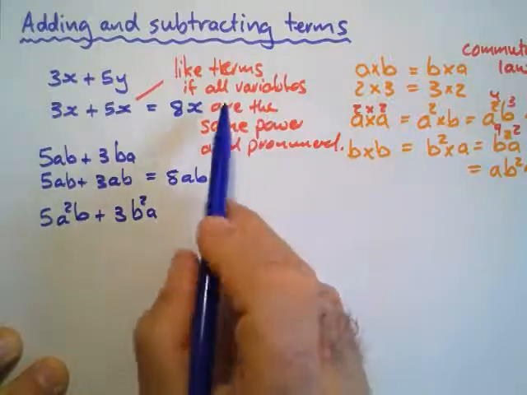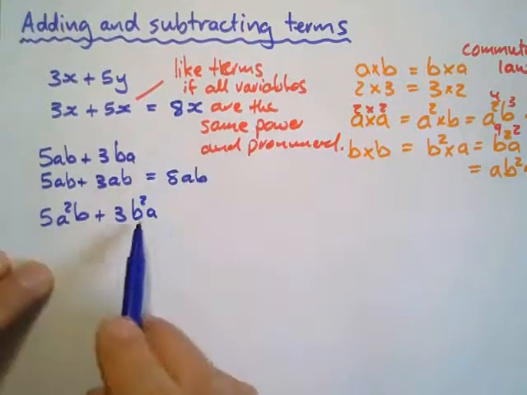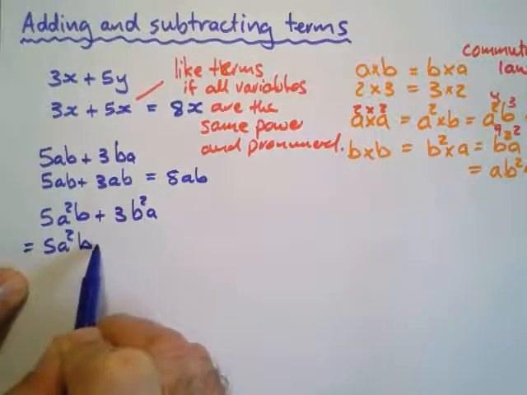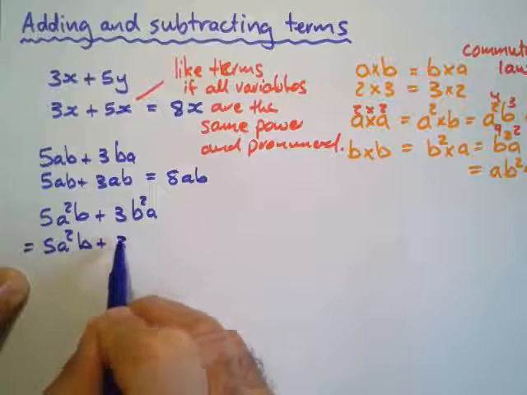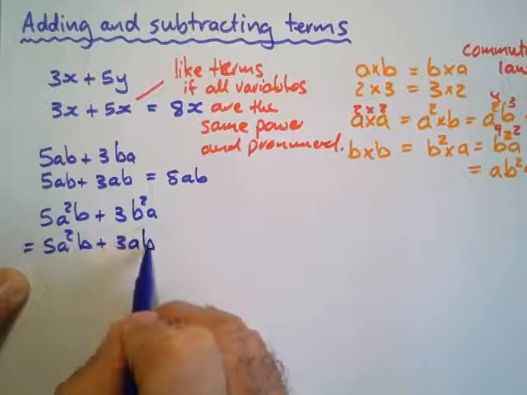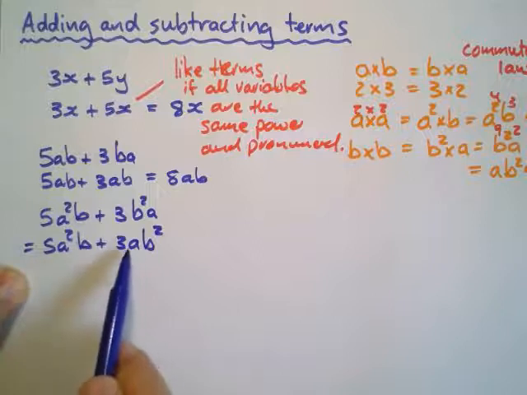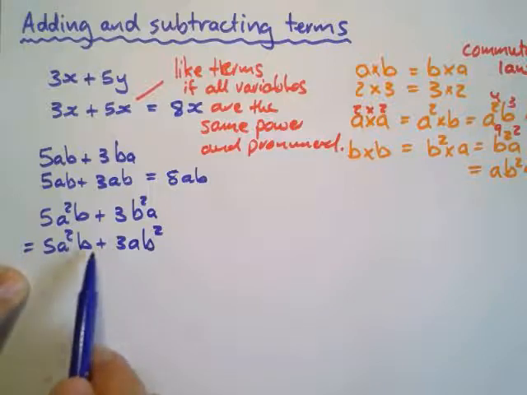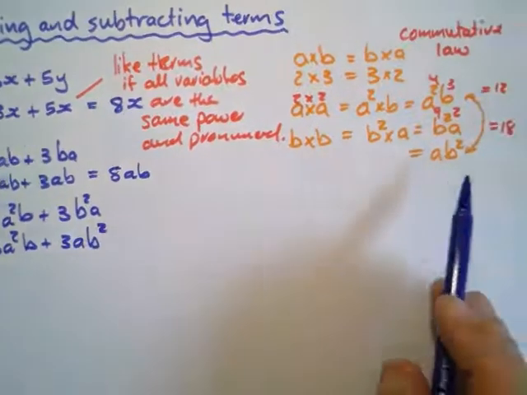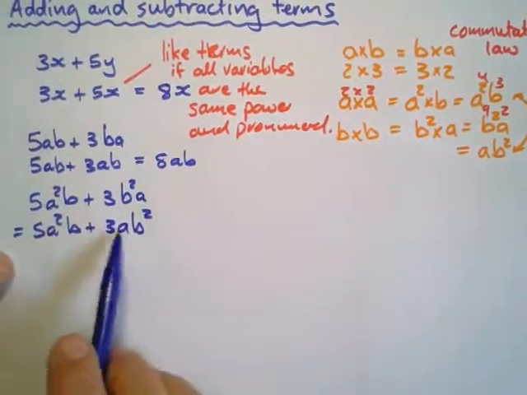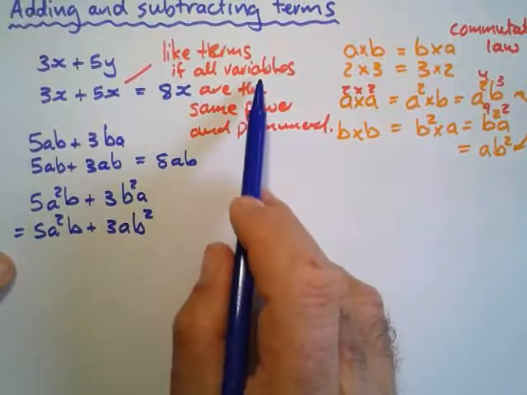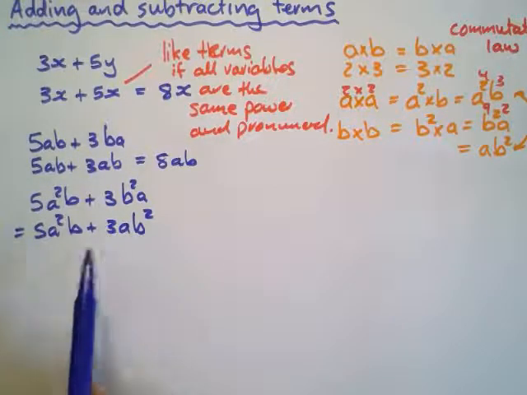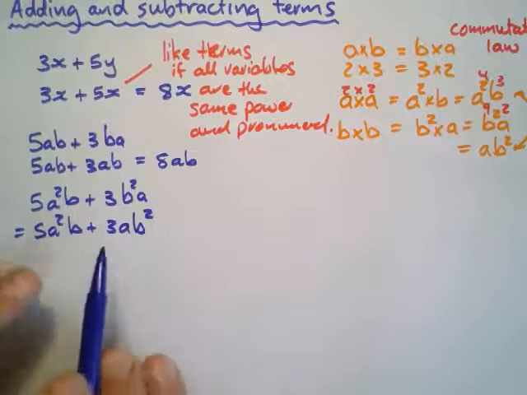But if I had 5A squared B plus 3B squared A, they are not like terms because the variables are not to the same power. Even if I rewrite this, it becomes 5A squared B plus 3, and I'm going to move the A to the front, AB squared. A squared B is not the same as AB squared, as we have looked at over here. So this is not a like term. Why? Because the variables are the same, but they're not to the same power, and therefore they're not like terms. So you can't add them.